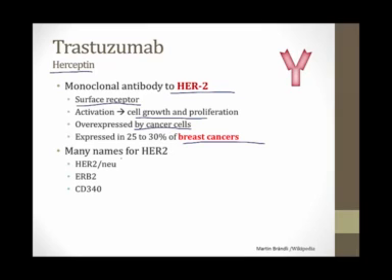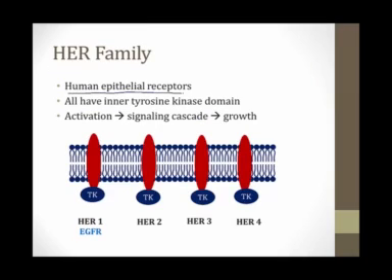And one thing that's confusing about HER2 is that there are many names for this surface receptor. It's also called HER2/neu. It's sometimes called ERB2, and it's also called CD340. HER stands for human epithelial receptor, and there is a family of HER receptors that all have an inner tyrosine kinase domain, just like many of the other surface receptors we've talked about, and activating these receptors leads to a signaling cascade which leads to growth.